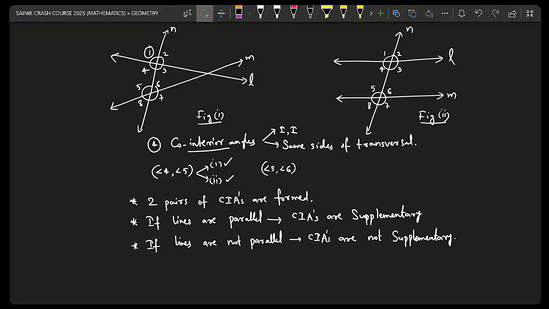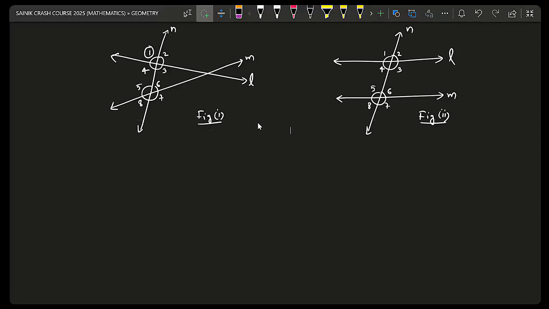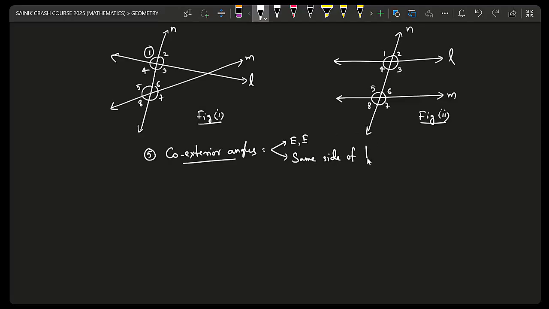Now, the last pair in this discussion, that is co-exterior angles. Same conditions, same properties, but in place of interior, we have exterior. That's it. So the fifth pair, co-exterior angles. When you can say two angles are co-exterior angles, both of them are exterior and they are lying on the same side of the transversal.